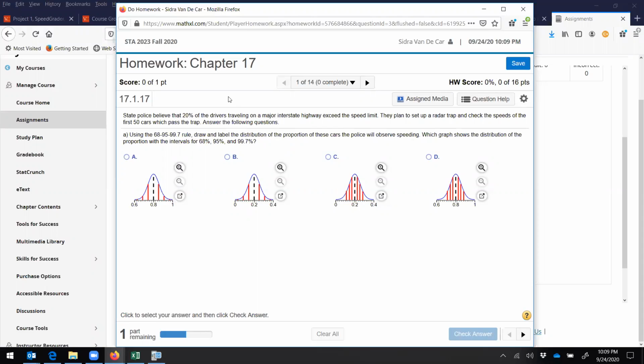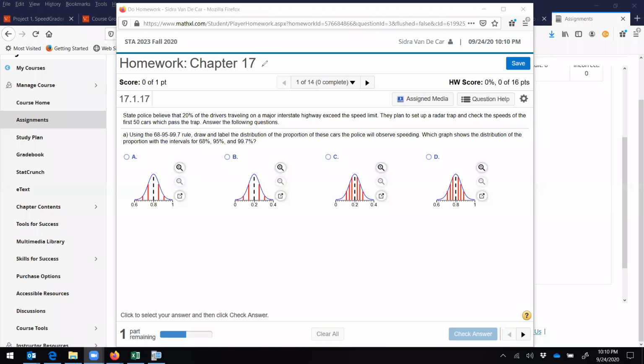Well, if we believe that 20% of the drivers exceed the speed limit, then our distribution should be centered at 0.2. So we're looking either here or here, okay? These are both centered at 0.8, so we can rule out A and D as possibilities. Now, the other thing that we want to do here is look at what our standard deviation should be.